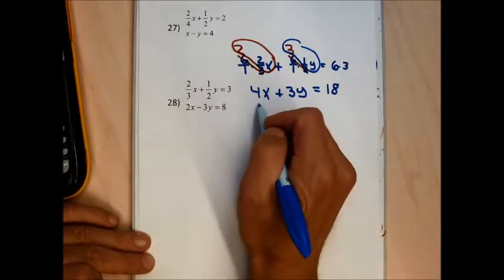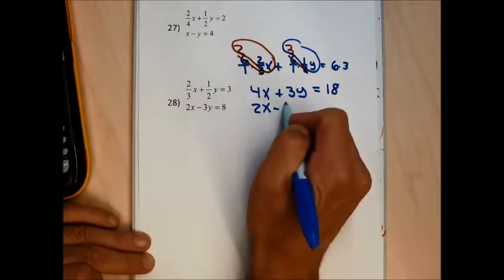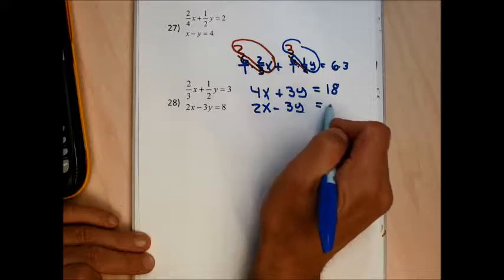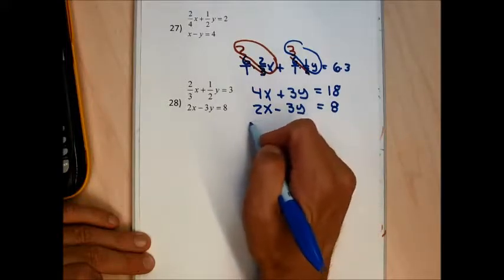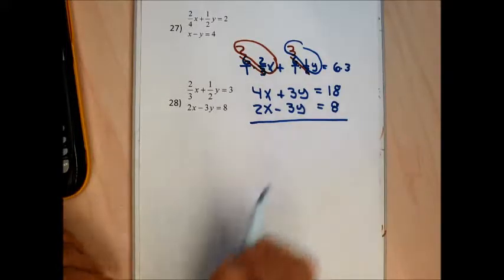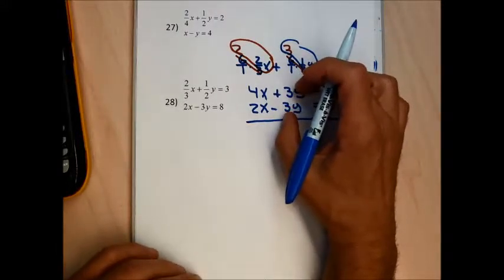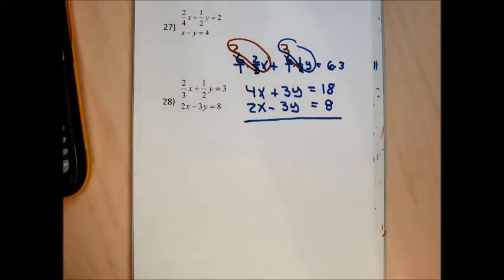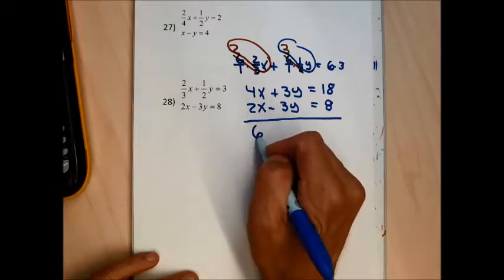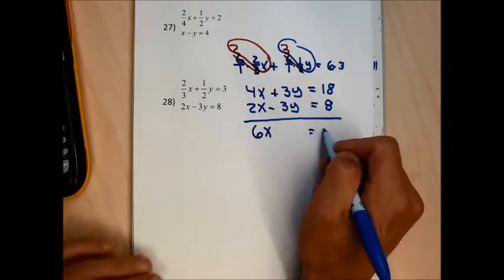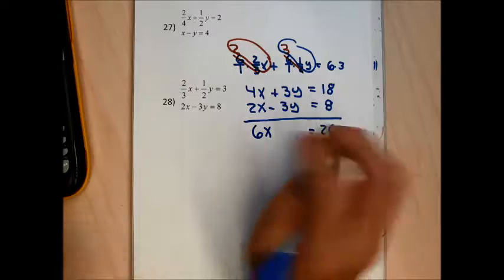I'm going to carry down this 2x minus 3y equals 8. Now I'm going to add the equations together because they're already set up to drop out. The nice thing about this first step is it made the y's ready to drop out. So I'm going to add these together and get 6x equals 26.